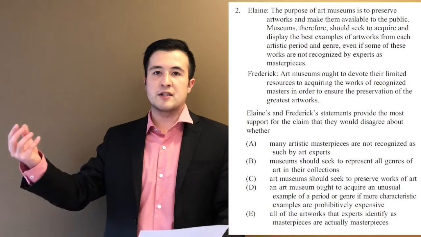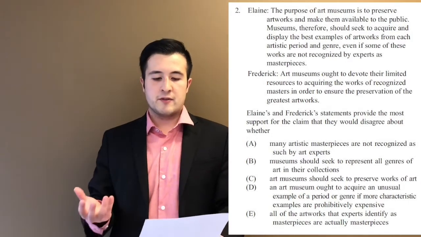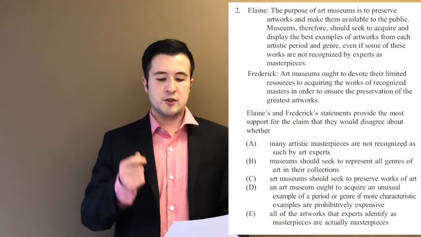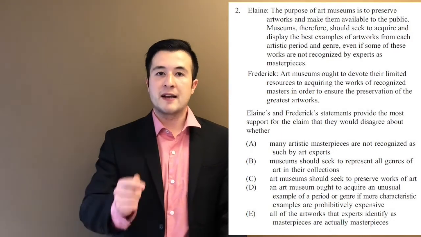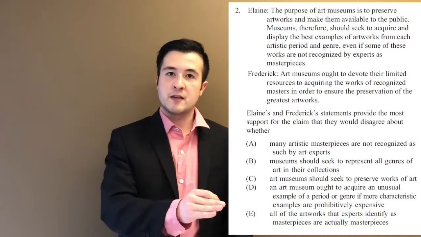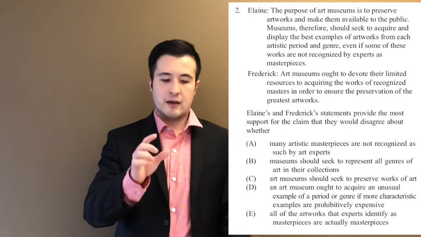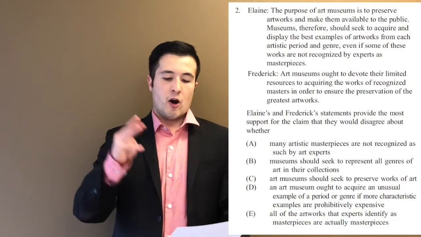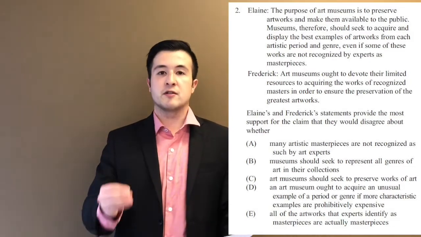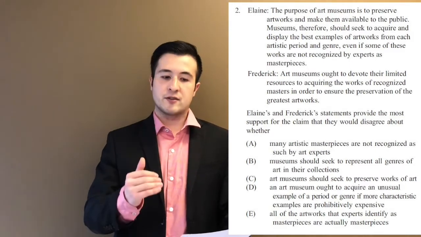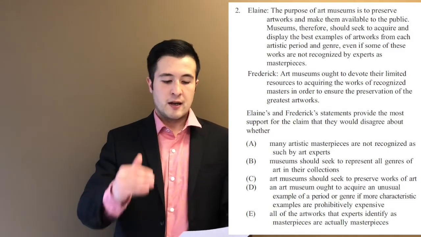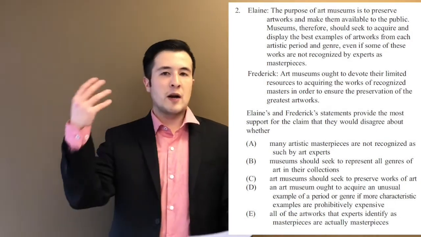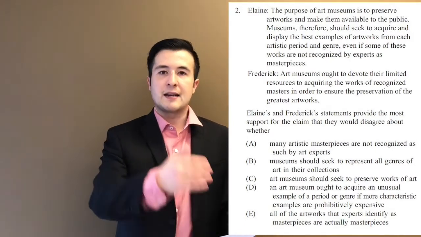The question essentially has Elaine first saying, the purpose of art museums is to preserve artwork and to make them available to the public, and therefore the museum should seek to acquire and display the best examples of artwork from each artistic period and genre, even if some works are not recognized by experts as masterpieces. Now, Frederick states, art museums ought to devote their limited resources to acquiring the works of recognized masters in order to ensure the preservation of the greatest artworks. The prompt suggests that we should be looking for a point at issue, so the question is, what is the disagreement between Elaine and Frederick's arguments?